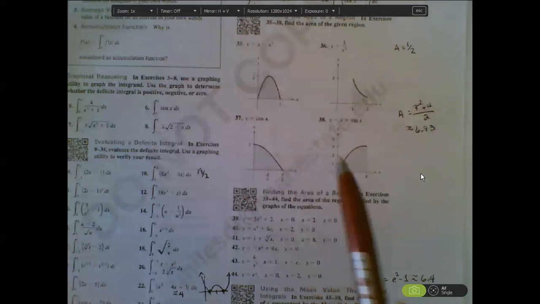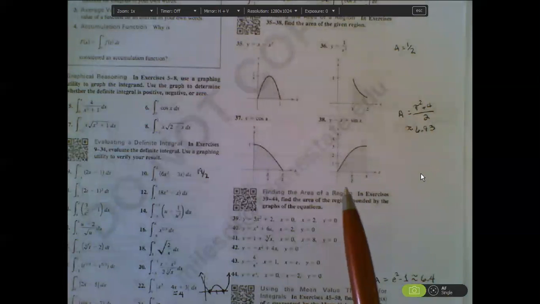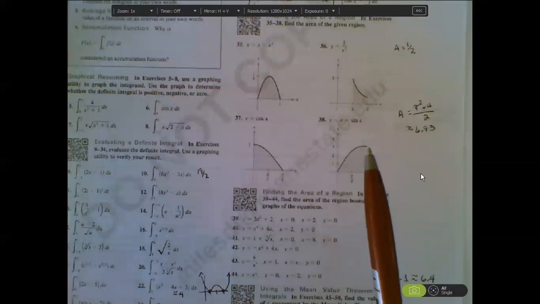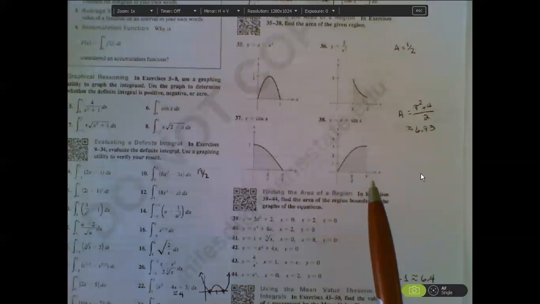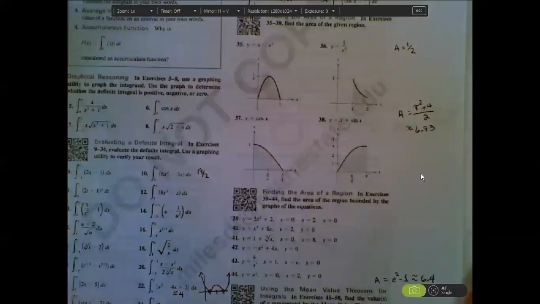And then there's a problem on the test, kind of like 35 through 38. I don't think I ask an exact value for that, but you would just have to know, even if you're going to punch it on a calculator, you would have to know that this area is given by the definite integral from 0 to pi of x plus sine x dx.